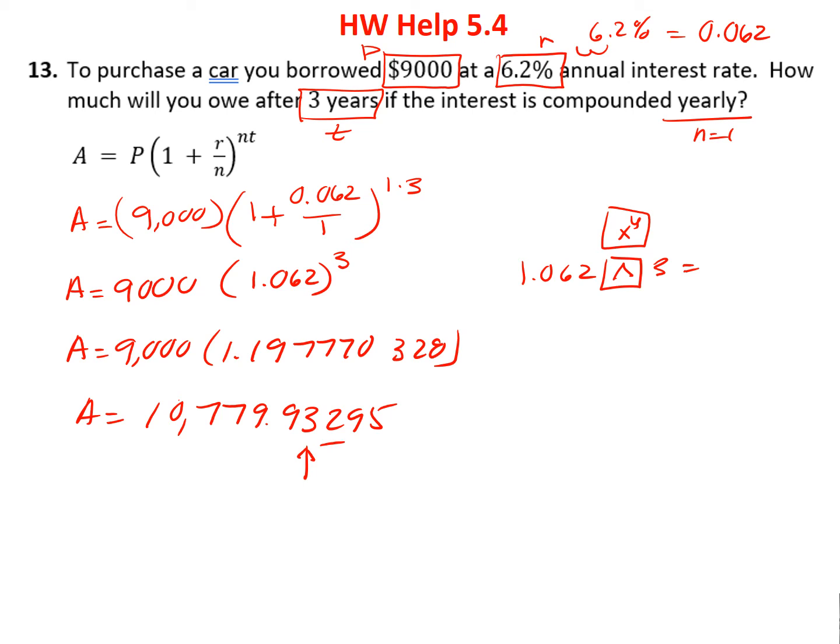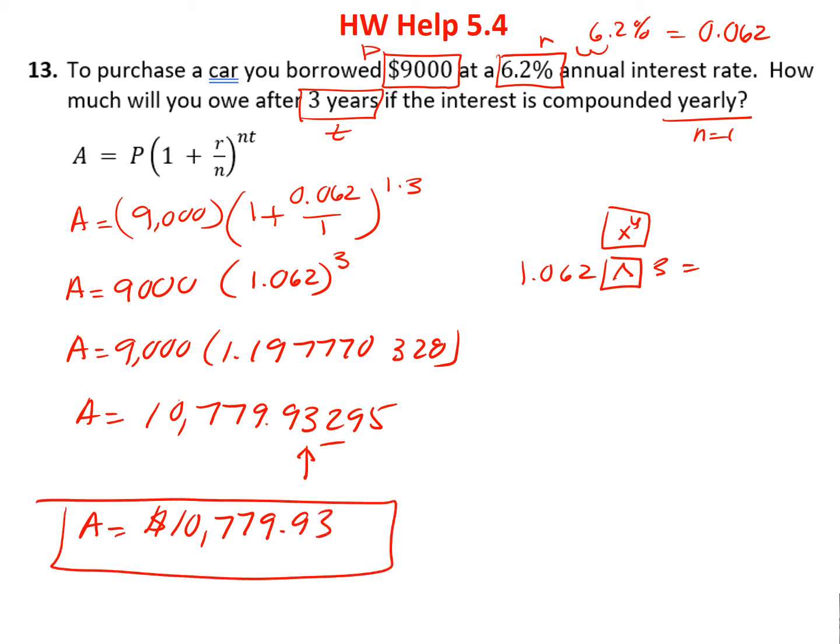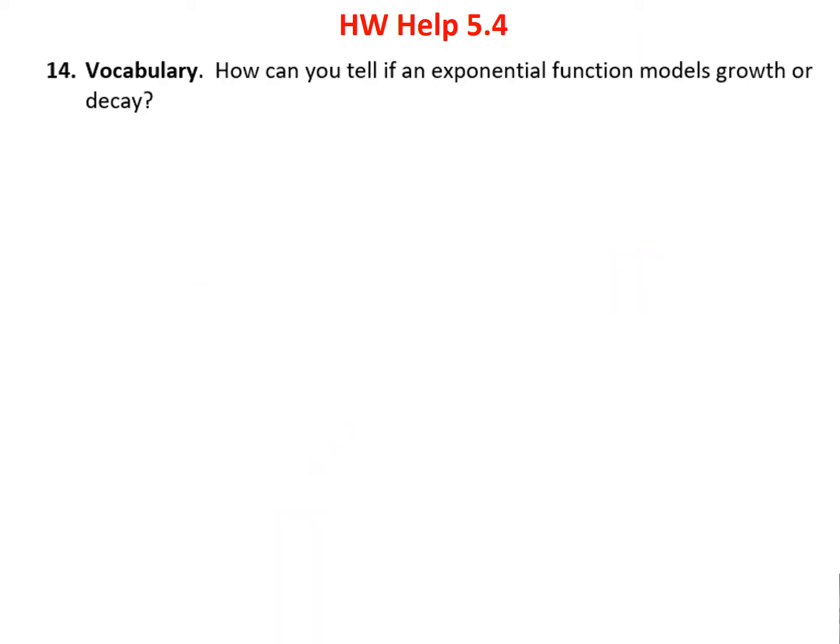Notice there it's a 2, that's less than 5, so we round down. And our answer is, after 3 years, we're going to owe $10,779.93. So that's how much we'll owe if we haven't paid anything in 3 years. Compounded annually or yearly means that every year they add the interest, and then the next year you pay interest on your principal and on the interest that you owe from the year before. That's why it gets compounded.